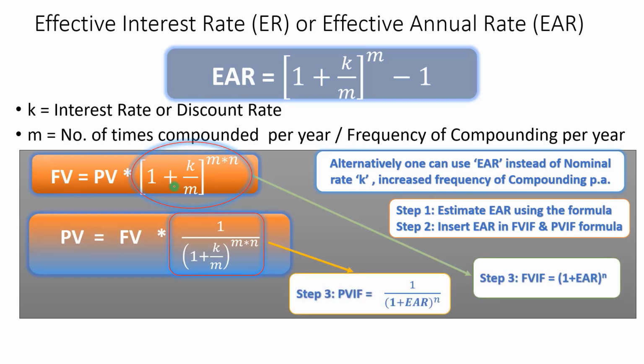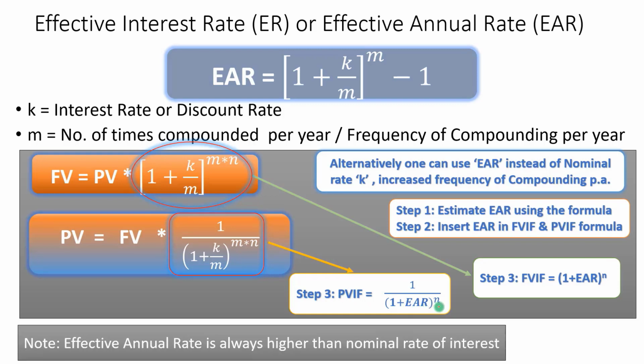So the future value interest factor, the circled part, is calculated in this way once we calculate effective annual rate in the case of higher frequency of compounding. And this highlighted part of present value interest factor can be calculated using EAR in this way. PVIF is equal to 1 by (1 + EAR) to the power of n. Remember, always effective rate of interest is higher than the nominal rate of interest.